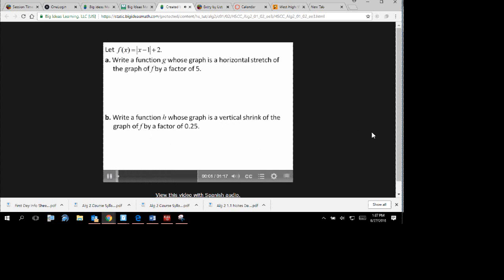it has the example. f of x equals the absolute value of the quantity x minus 1 plus 2. Part A, write a function g whose graph is a horizontal stretch of the graph of f by a factor of 5. A horizontal stretch. Okay, so you see how the guy is talking through the whole thing, and then he's going to work it out. So there's tutorials there.